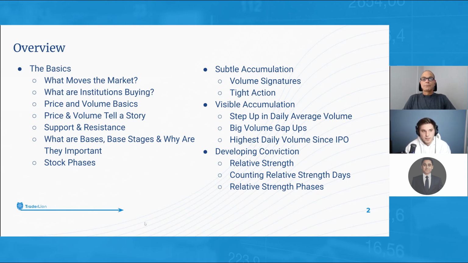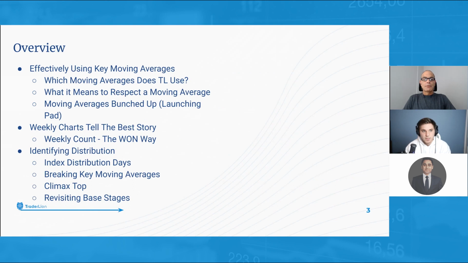Finally, if we go to the next slide, we'll talk about how to effectively use key moving averages, what moving averages do we use, what it means to respect a moving average, and how to use the launching pad or looking for moving averages bunching up under the price. Finally, we'll talk about weekly charts, tell the best story, how to interpret weekly charts, how William O'Neill did it. And finally, we'll talk about identifying distribution, both in terms of distribution days, breaking key moving averages, climax tops, and also late stage base failures.